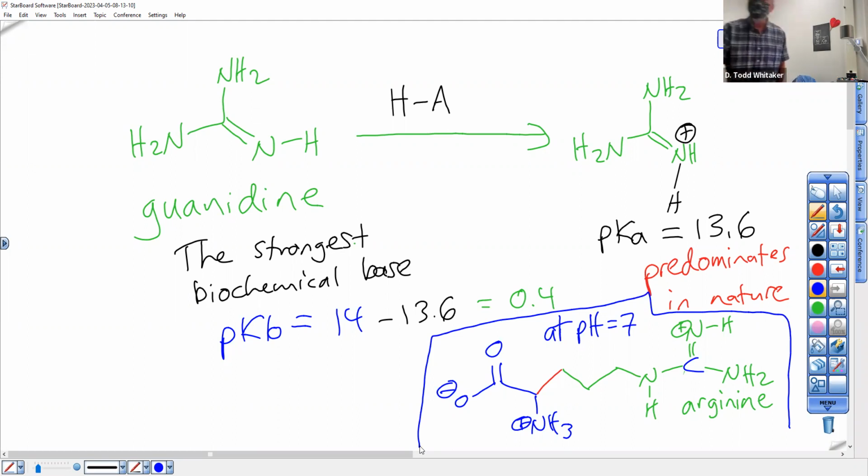Is 7 above or below 10? Because that's the pKa of this. The environment is more acidic than the amine will allow. The amine will become protonated. Okay? Now, is 7 above or below 13.6? It's the same story, right? It's below. It's going to protonate the former base that gives us 13.6. So pKa 13.6. pKa roughly 10.